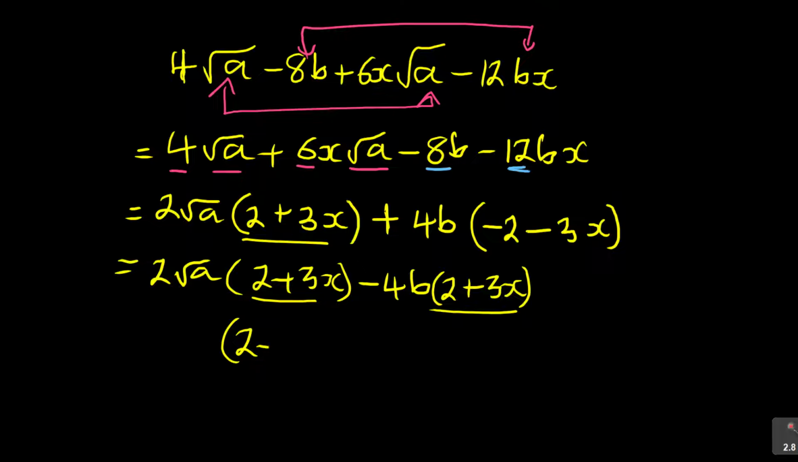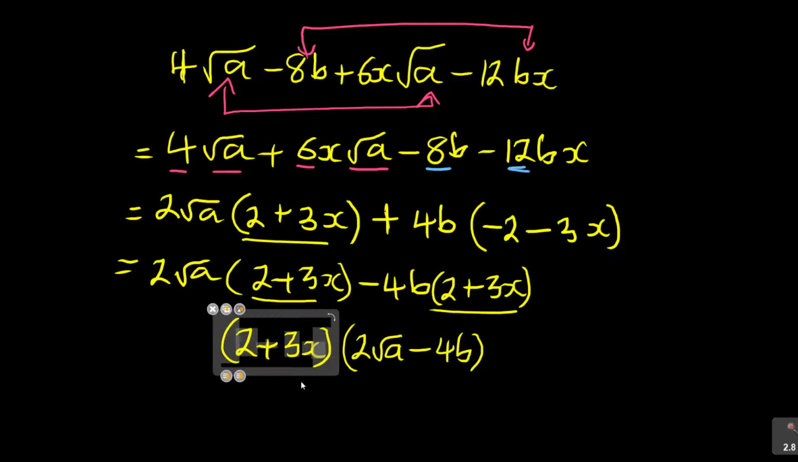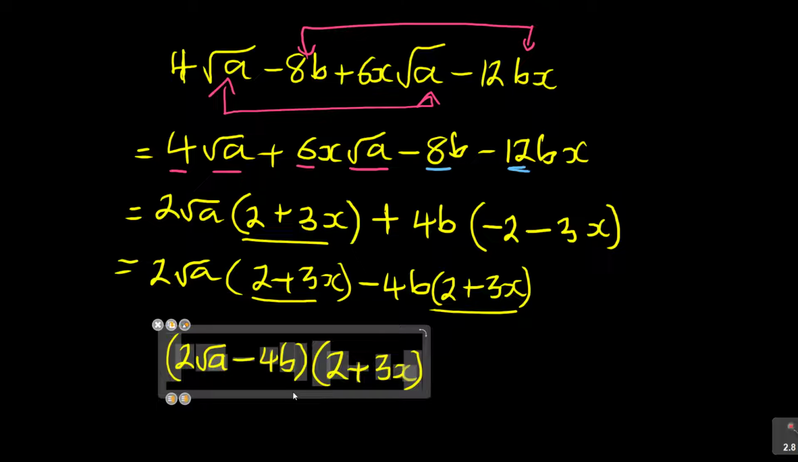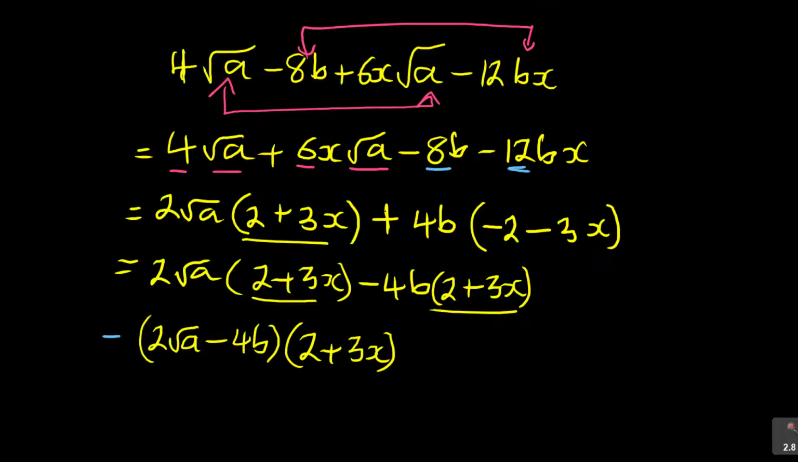So you can write it now as 2 plus 3x, and then you have got 2 square root of a minus 4b. Actually, just to see, I'm recognizing that I still have a 2 and a 4 there. There is something common. So what I'm going to do, let me start with this bracket first, like this. Still the same, it doesn't matter which bracket you start with, whether you are starting with the outside bracket, which is 2 root a minus 4, still the same, it doesn't matter.